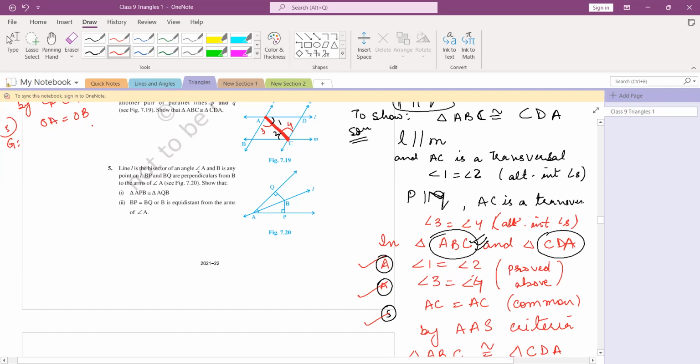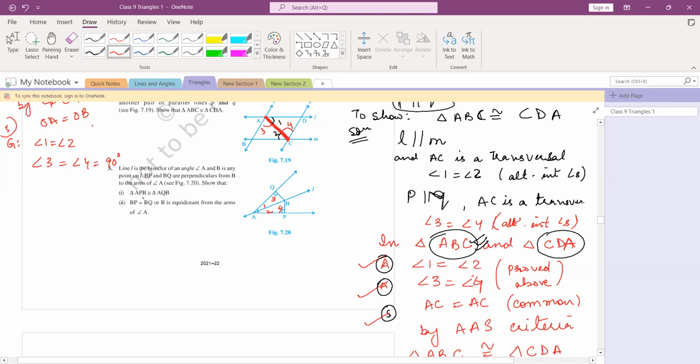Line L is the bisector of angle A. Very good. So it is given that this is angle 1, this is angle 2. So angle 1 is equal to angle 2. B is any point on L. BP and BQ are perpendiculars from B to the arms of angle A. So if I call this angle 3, this is my angle 4. So it is given that angle 3 is equal to angle 4, which is 90 degrees. So these two pieces of information are given.